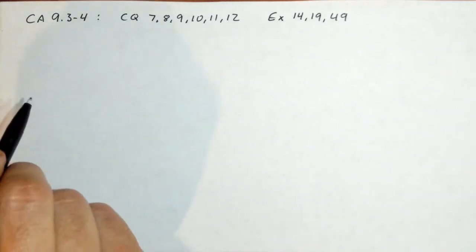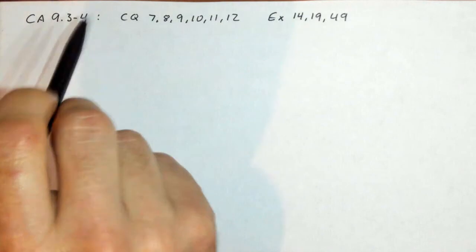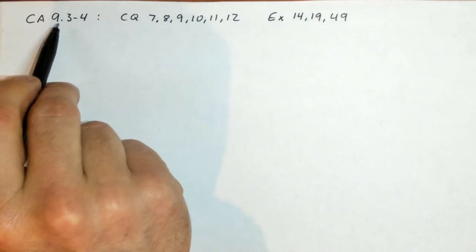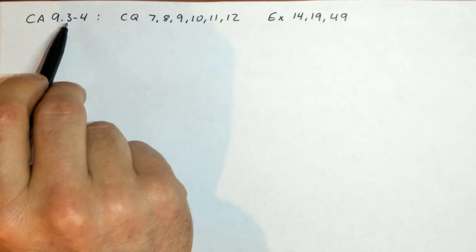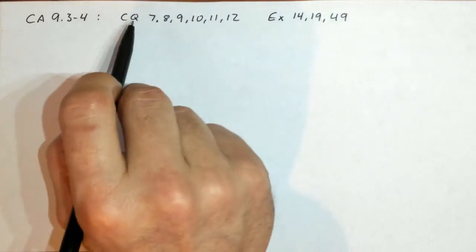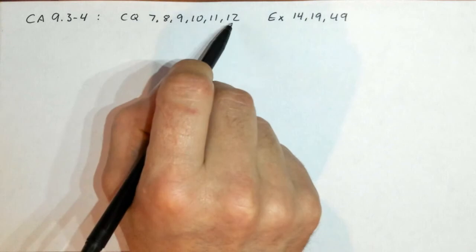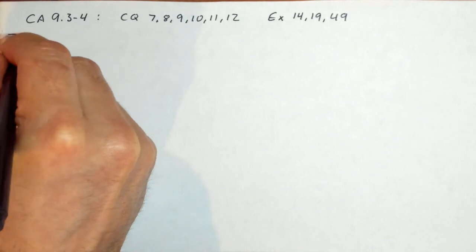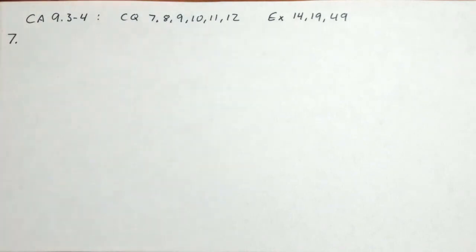Okay, now for our next class activity, we're going to read sections 3 through 4 of chapter 9. So you need to have read those thoroughly to apply those concepts here. And we're going to look at concept questions 7 through 12, and then exercises 14, 19, and 49. So starting with concept question 7, go ahead and look at that and see what you can make of it.